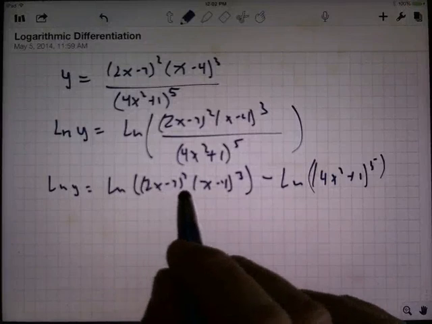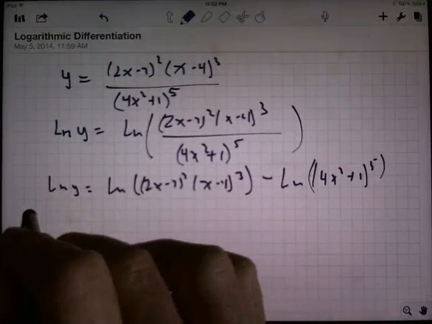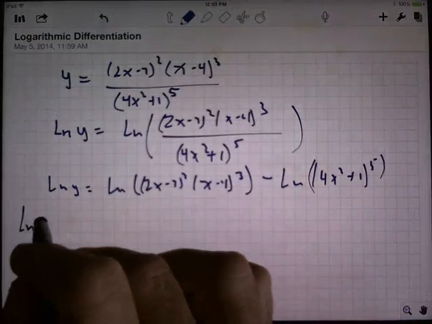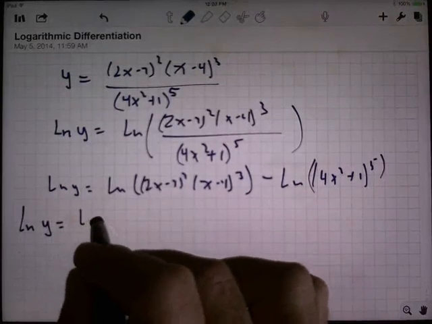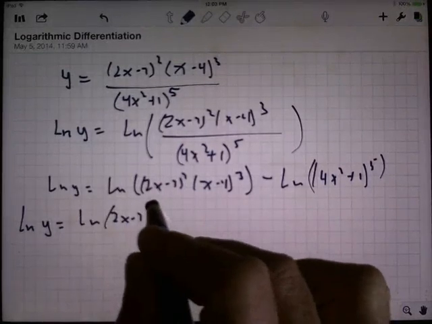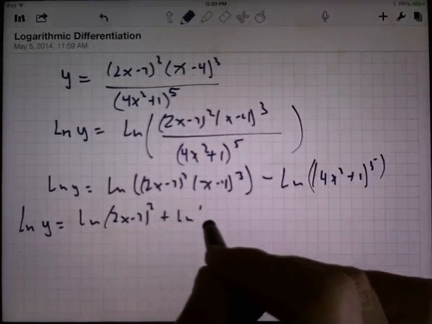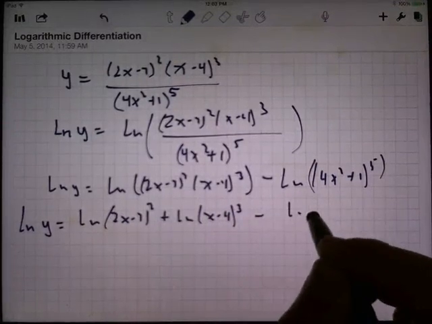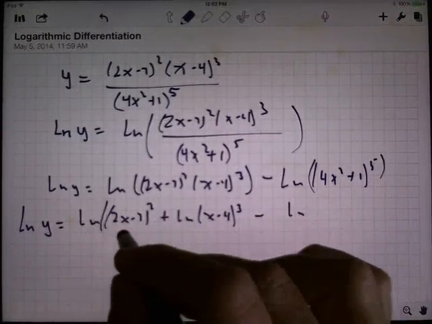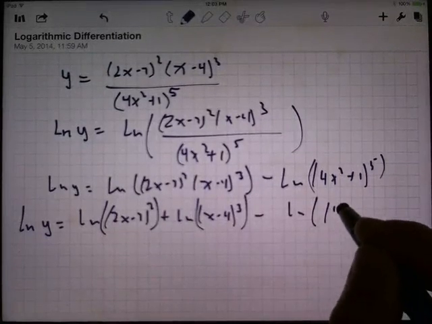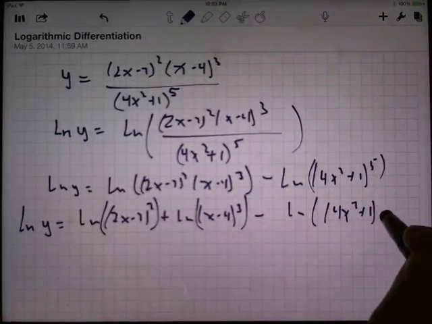Then I'm going to use another property of logs and break this up. So I have natural log of y equals the natural log of this first thing, 2x minus 7 squared, plus natural log of x minus 4 cubed, minus the natural log of, so this should be in parentheses, 4x squared plus 1 to the 5th power. Okay.